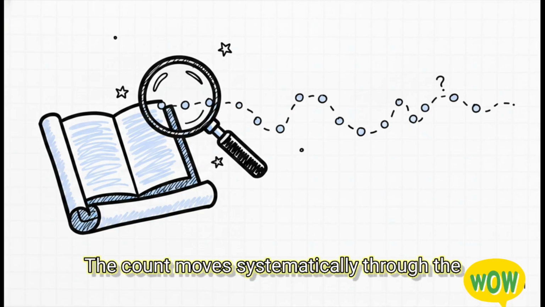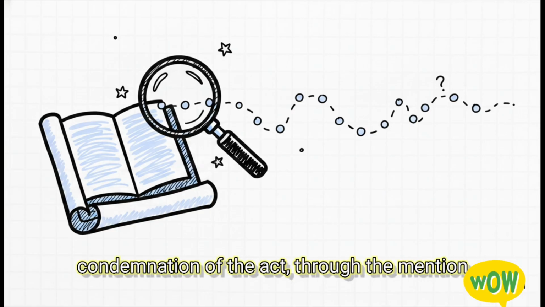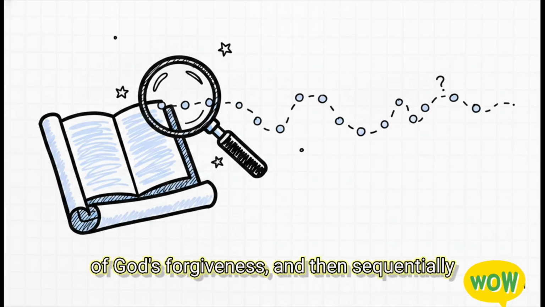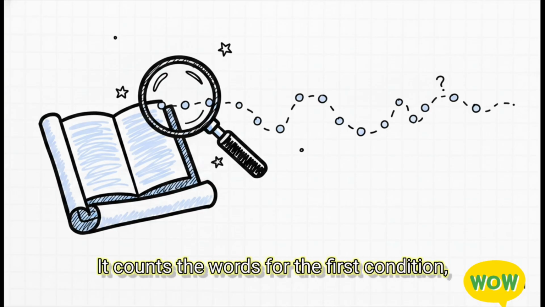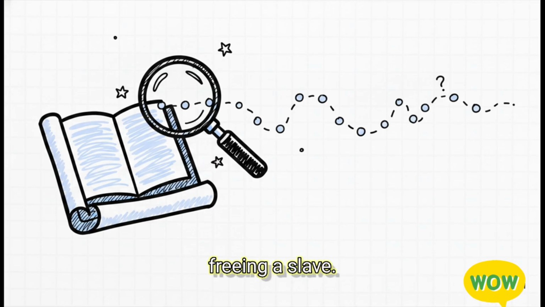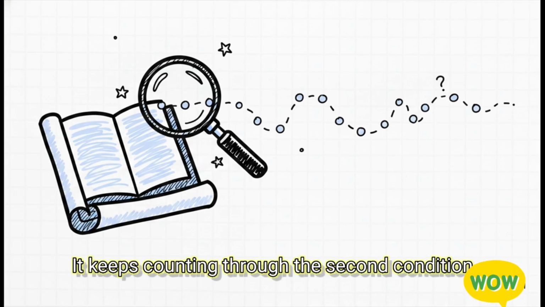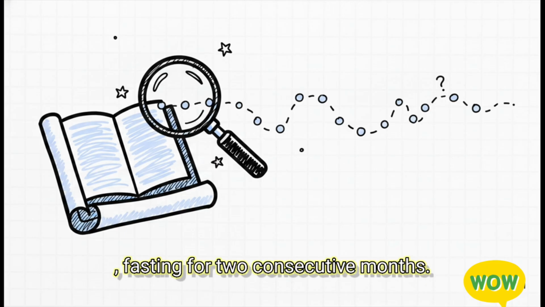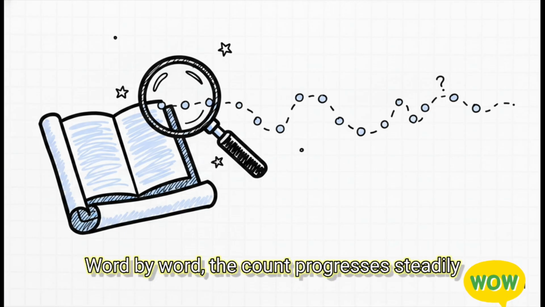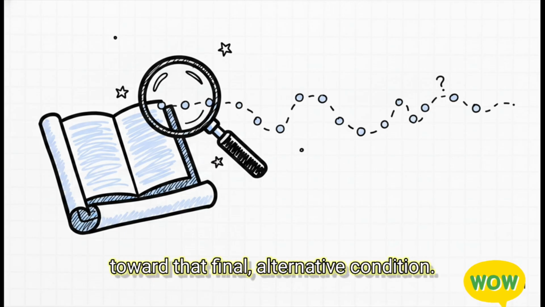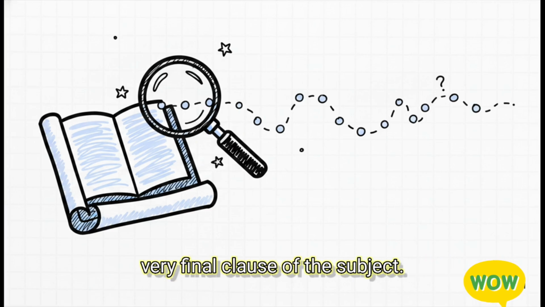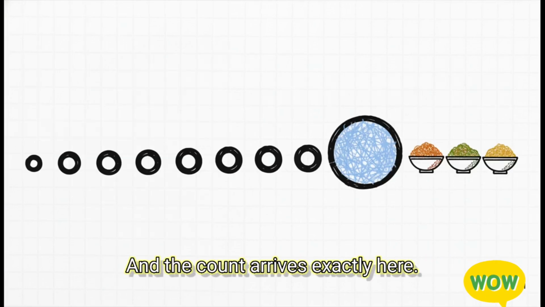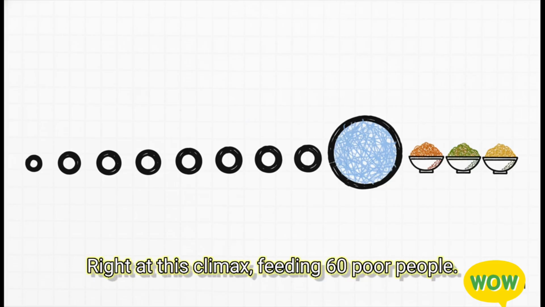The count moves systematically through the condemnation of the act, through the mention of God's forgiveness, and then sequentially through those stipulations. It counts the words for the first condition, freeing a slave. It keeps counting through the second condition, fasting for 2 consecutive months. Word by word, the count progresses steadily toward that final alternative condition. The tension kind of builds as we approach the very final clause of the subject. And the count arrives exactly here, right at this climax, feeding 60 poor people.